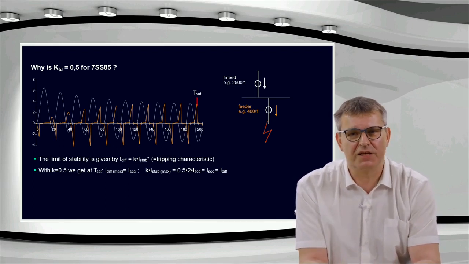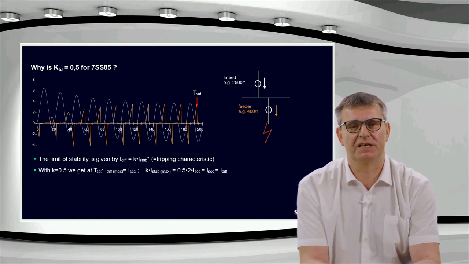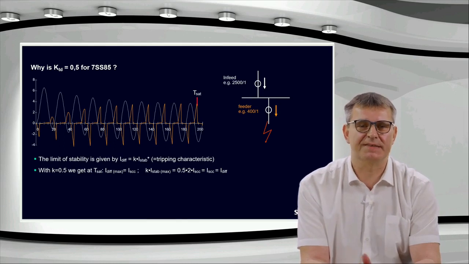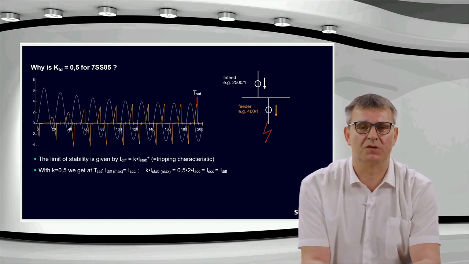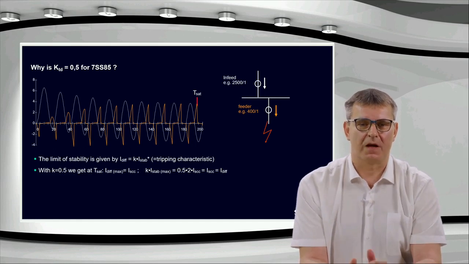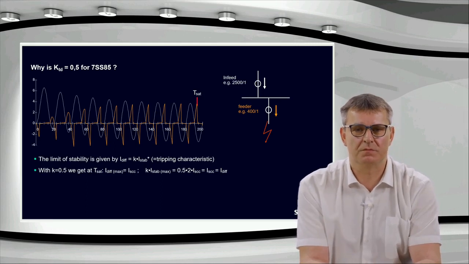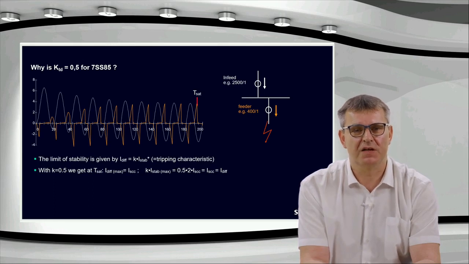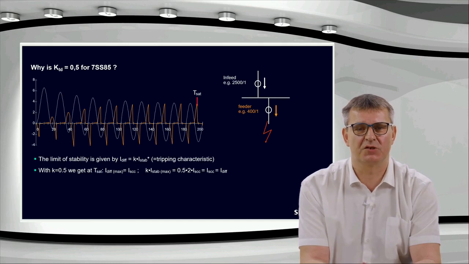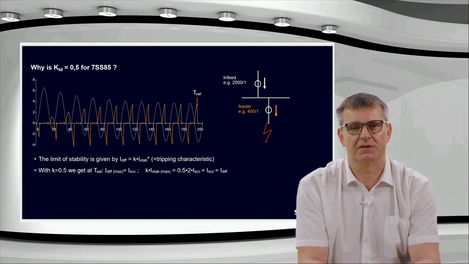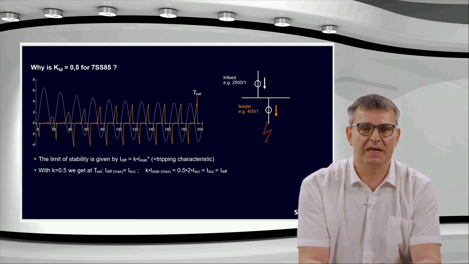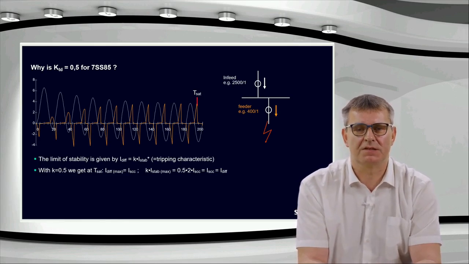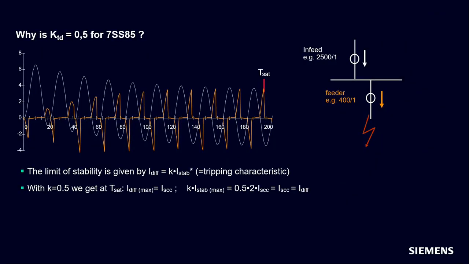And to make a rough calculation, we can say the limit of the stability is given when the differential current is the same as the stabilization factor multiplied with the modified stabilization current, according to our tripping characteristic. Let's assume, because we need a safety margin also, let's work with a stabilization factor of 0.5. So we get at the time of the saturation that the maximum differential current is the same as the short circuit current, or in other words, the stabilization factor K multiplied with the maximum stabilization current. So that's 0.5, our stabilization factor in our case, and 2 times the short circuit current.